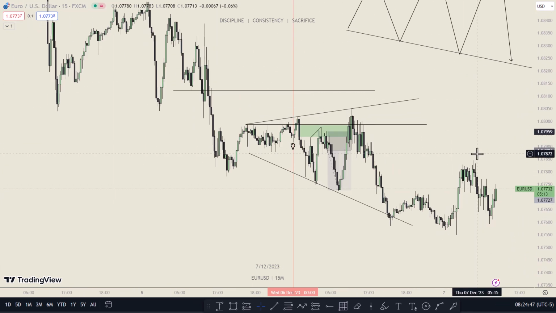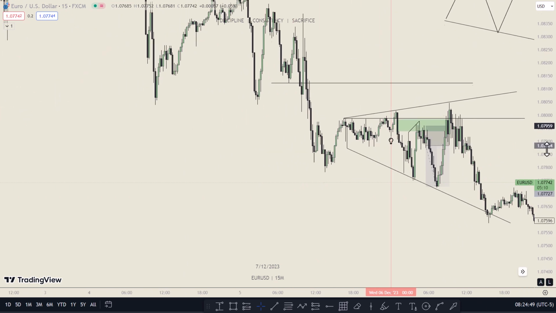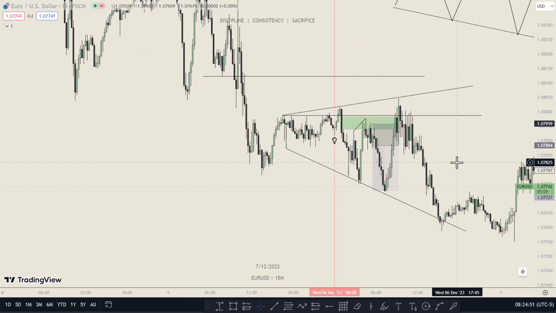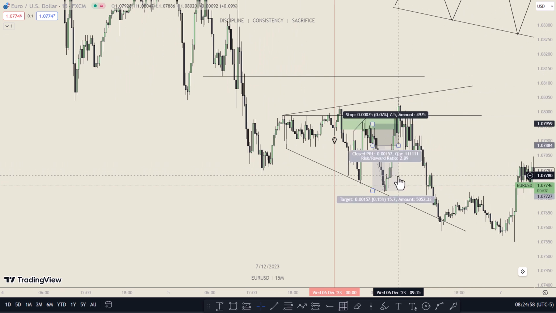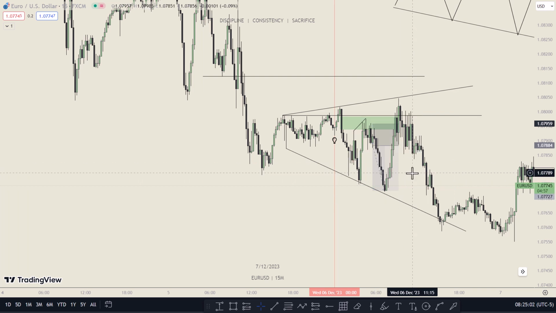So the first thing you want to consider is you want to take only shorts, right? Only shorts, no buys. You can take buys, but again, the probabilities will be low. So that's the first thing you need to do. You need to take only shorts.